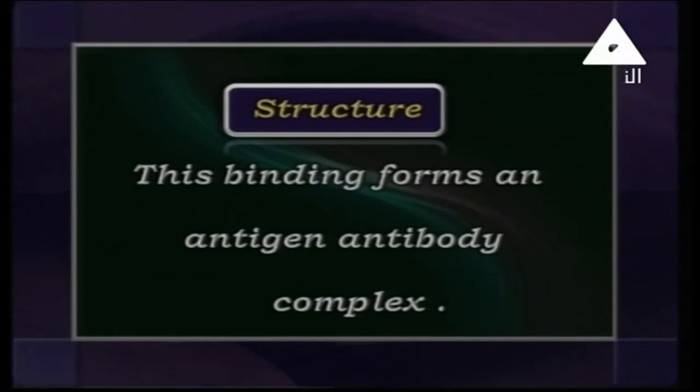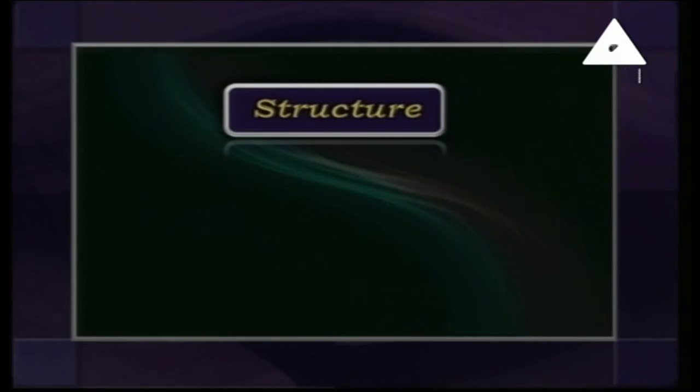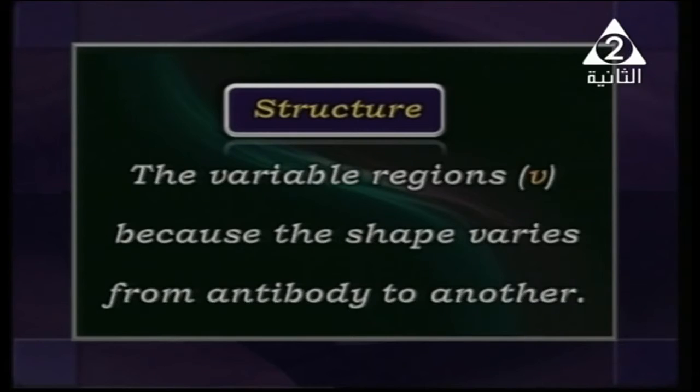For doing what? The antigen binding sites are located at the 2 tips of the Y-shaped molecule, and they are known as what? The variable region, or V, because the shape varies from one antibody to another, okay? So it doesn't fix its shape.